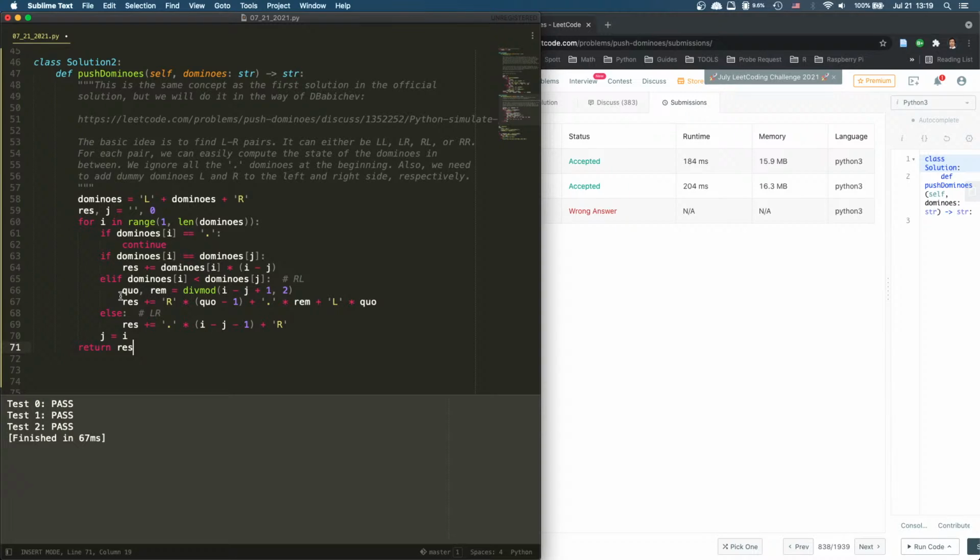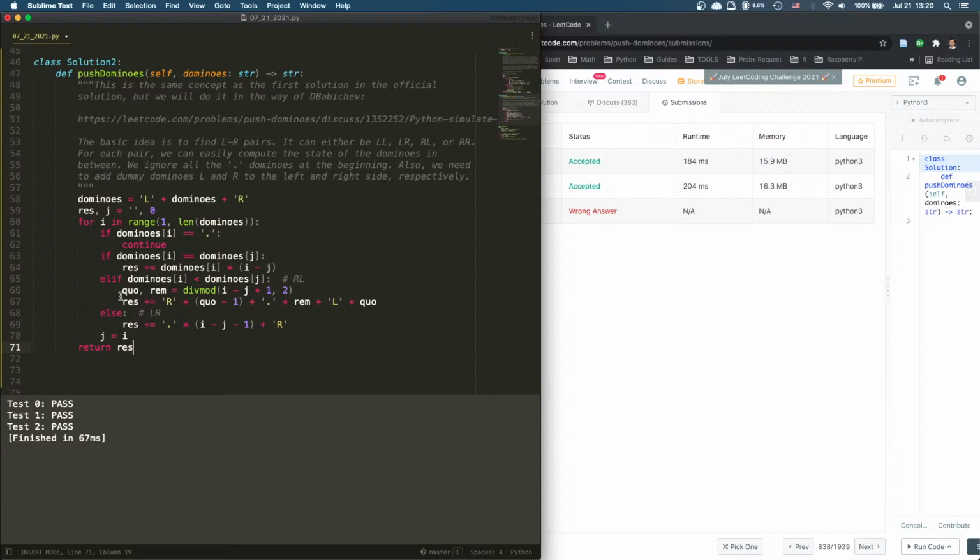Let me think. What would be the better way of doing this? How about we don't add either side? If we don't add either side, and we find the first one. Oh, hold on. We can add to the right side. We just return, don't include the last one.